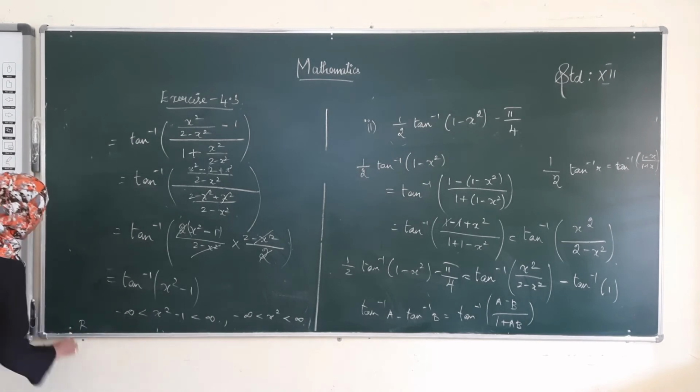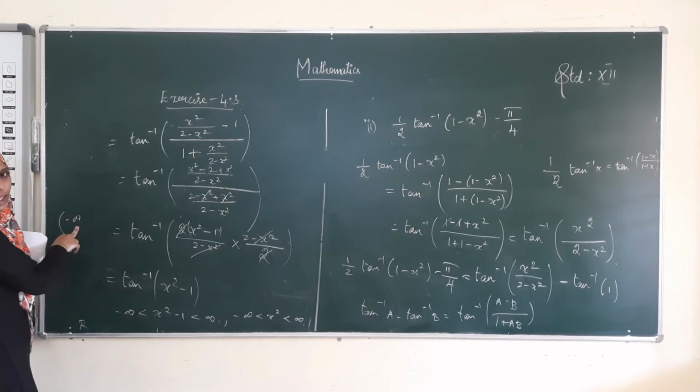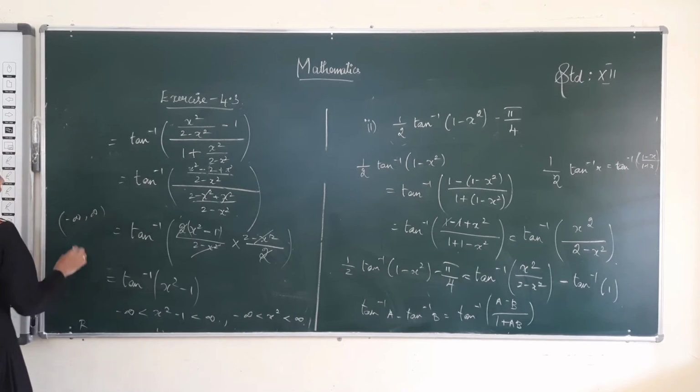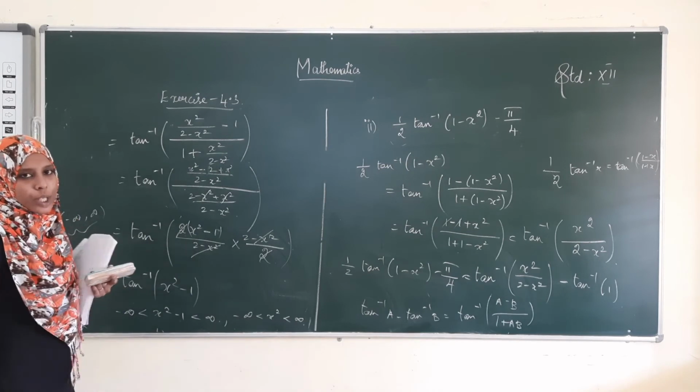That is, the domain is minus infinity to infinity, not the closed interval, it's the open interval. You have to be very careful while writing the intervals. Okay, open interval of minus infinity comma infinity. This is the required domain for the given function.